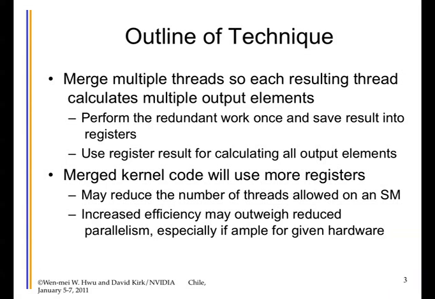The technique is fairly simple. Conceptually, what you're doing is you're taking multiple threads, so that the resulting thread will calculate multiple output elements. The original kernel that you have is processing one element at a time. Okay, and the resulting kernel, after you're done with thread coarsening, will process multiple elements.